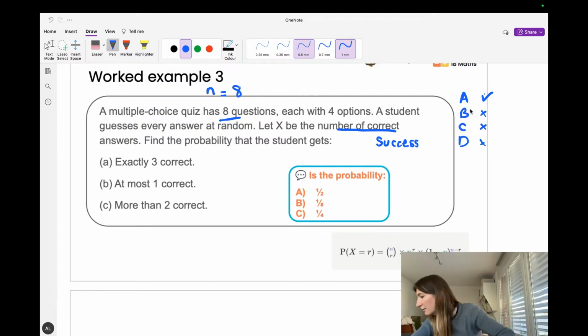So did anyone answer? I think there might be a slight delay, so I might be just getting your answers in the chat a little bit after, but I will keep looking. So what do we think the probability is here? The probability of success. Do we think it's a half? Do we think it's 1 out of 8? Do we think it's 1 out of 4? Answer A, B, or C.